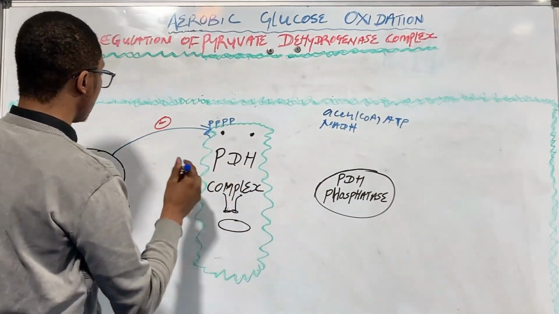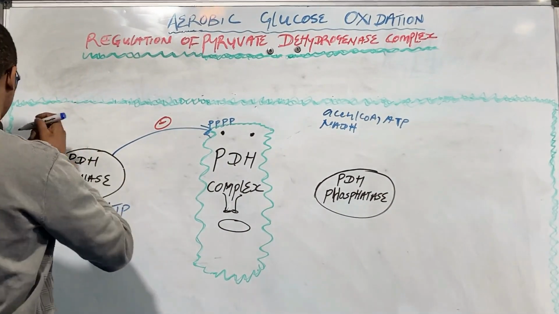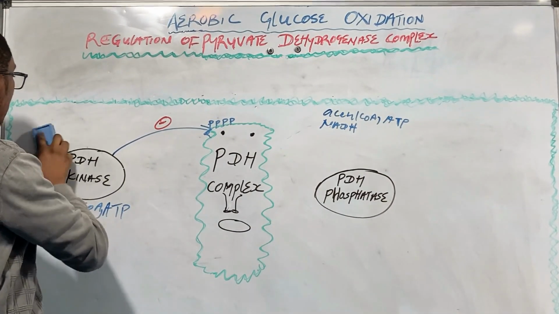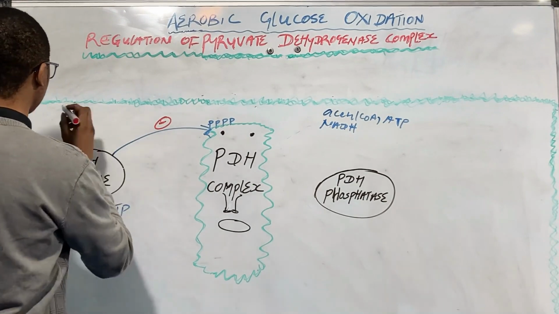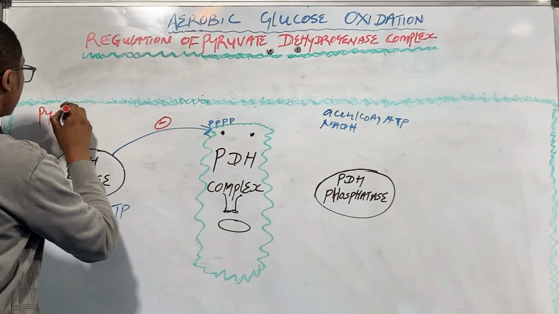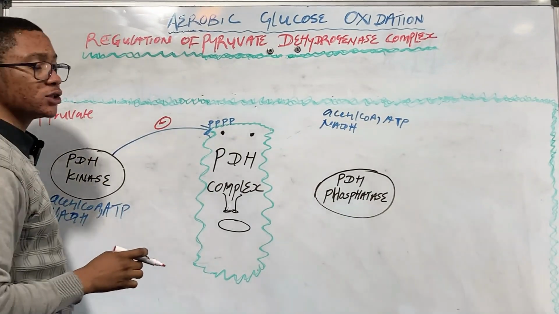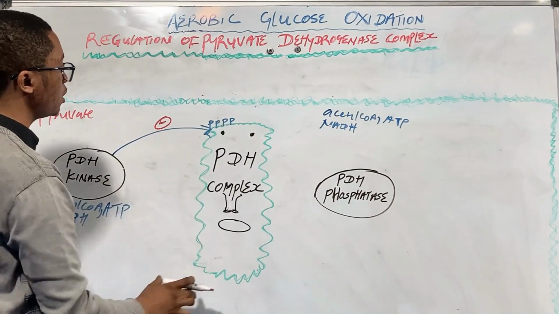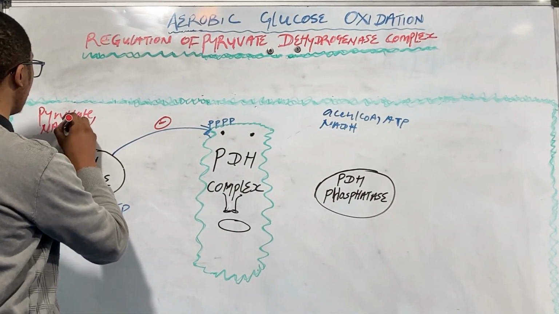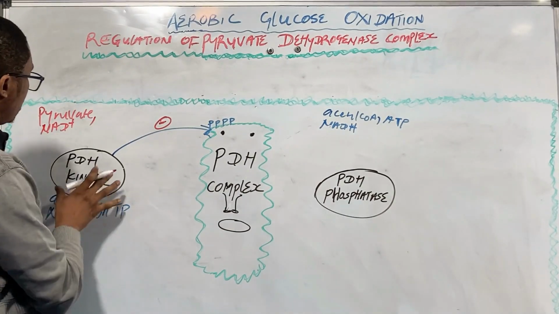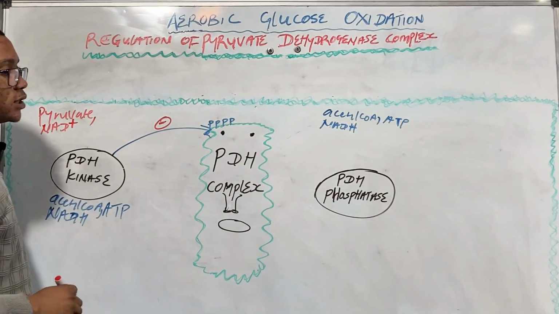So pyruvate comes here and inhibits this enzyme, pyruvate dehydrogenase kinase, preventing it from phosphorylating the pyruvate dehydrogenase complex. Also, NAD positive inhibits this kinase.